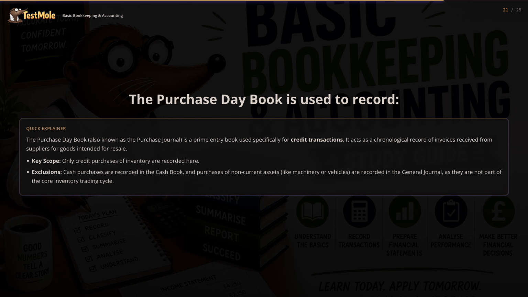Exclusions: cash purchases are recorded in the cash book, and purchases of non-current assets, like machinery or vehicles, are recorded in the general journal, as they are not part of the core inventory trading cycle.